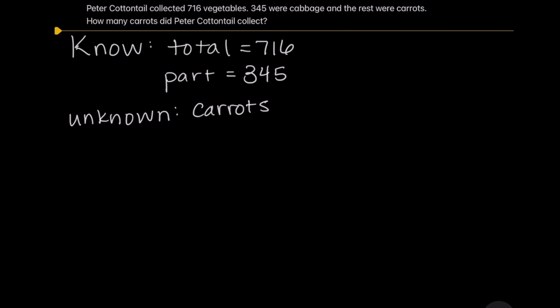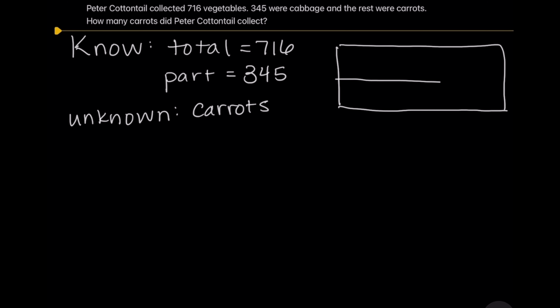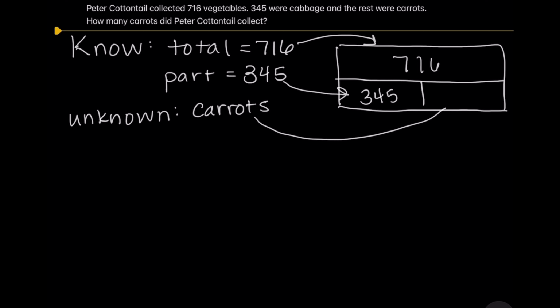So I'm going to turn this information into a strip diagram. This is an organizational tool to keep track of what we know and what we don't know. We can put the total, or we also call that the whole, on top of the strip diagram. And then we're going to put the two parts on the bottom, the part we know and the part we don't know. So we know 345 and we don't know carrots. So I'm just going to use a question mark.